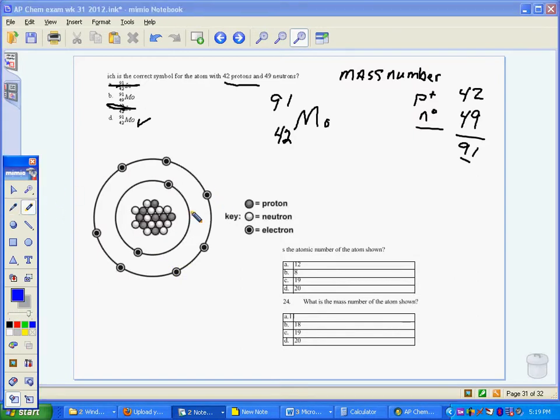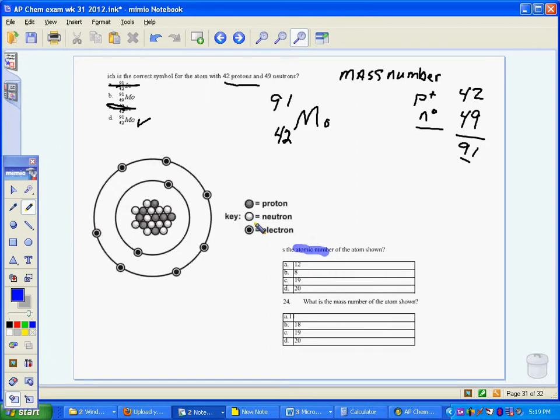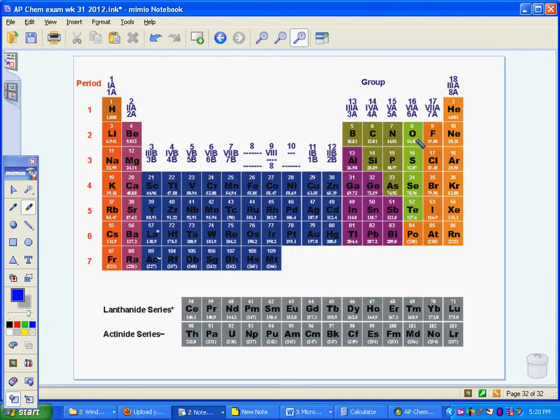This problem right here said, what is the atomic number of the atom shown below? Atomic number is the number of protons. So we're going to go in our nucleus and count how many protons we have. 1, 2, 3, 4, 5, 6, 7, 8 protons. All right, so the atomic number is 8. And if we want to see just which element we're dealing with, we come over here and we see that that's oxygen.